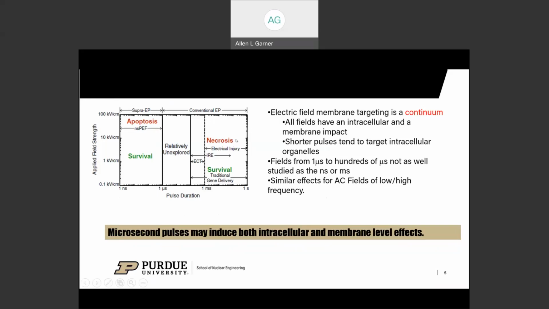These millisecond and longer pulses, these are true conventional electroporation. These are the nanosecond super electroporation. But this 1 to maybe tens of microseconds, you're getting some sort of combination. You're getting both membrane level and potential intracellular effects. So it allows you to optimize your effects, such as for cancer treatment.